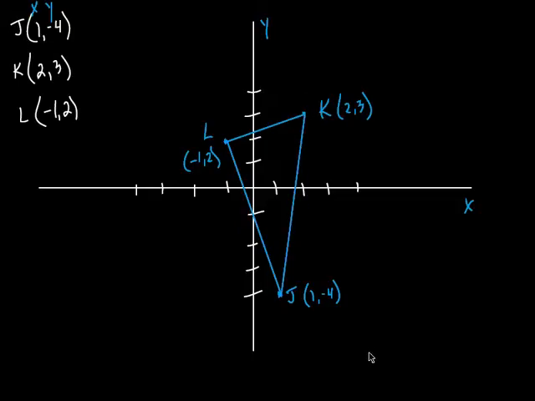Is that enough to get this problem right? Absolutely, okay? I've graphed the triangle. I've labeled the points by their letters, and I've also labeled them by their coordinates, those ordered pairs right there, okay?